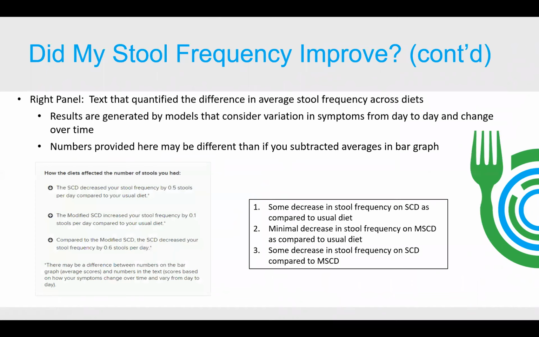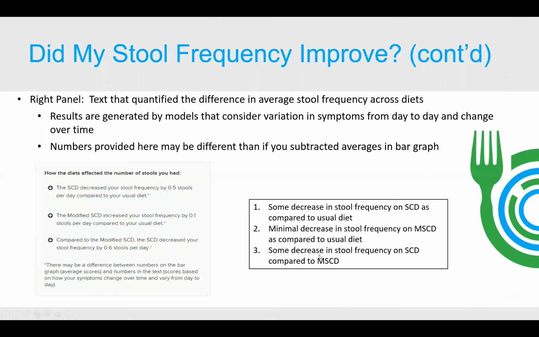So again, just as a reminder, the right panel is the text that's quantifying the difference in average stool frequency across the diets using results that are generated by models that look at variation in symptoms from day to day and change over time. So again, the numbers here could be different than if you subtracted the averages in the bar graph. So the text is reading the SCD decreased your stool frequency by 0.5 stools compared to your usual diet. The modified SCD increased your stool frequency by 0.1 stools per day compared to your usual diet. So again, marginal increases on these. And compared to the modified SCD, the SCD decreased your stool frequency by 0.6 stools per day.